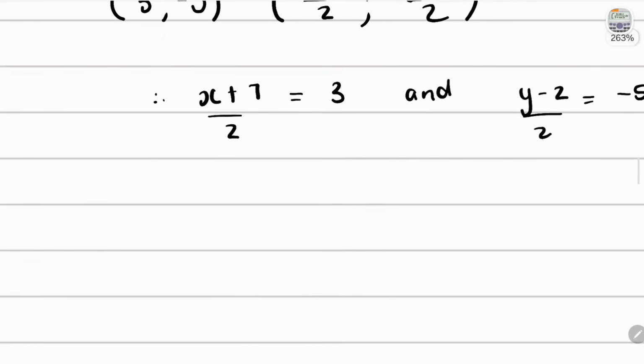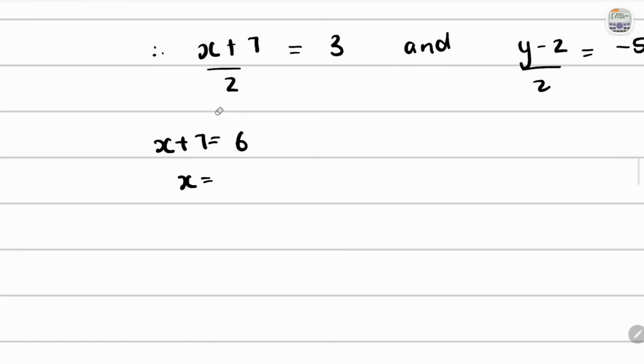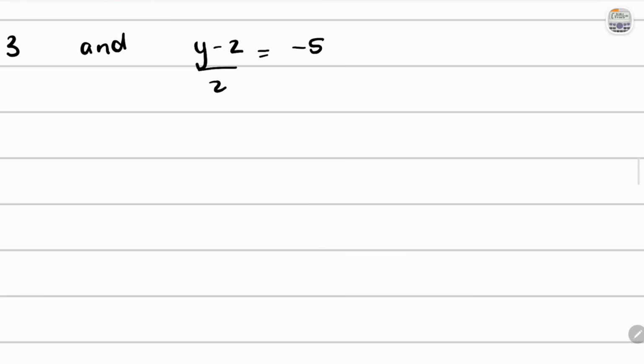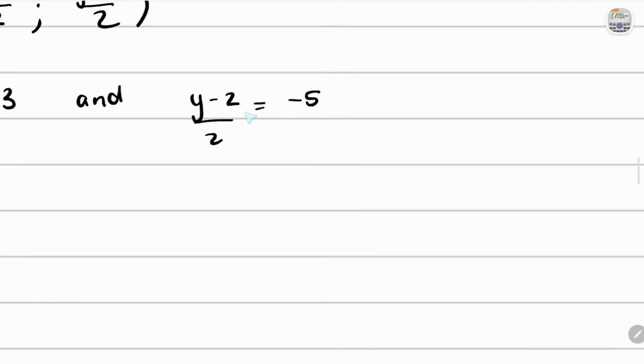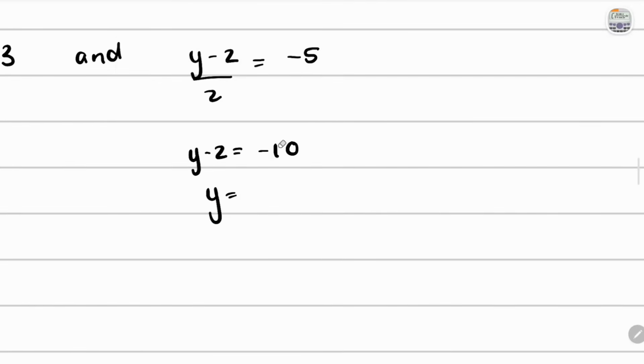Okay, so we can go ahead and cross multiply in this case, or multiply both hand sides by 2. And so we'll have x plus 7 is equal to 6. So x is equal to, we can transpose the 7, that's 6 minus 7, which is negative 1. And then here, same thing, we can cross multiply or multiply both hand sides by 2. So that's going to give us y minus 2 equals negative 10. And then y equals, transpose the negative 2, that is positive 2 minus 10, which is negative 8.